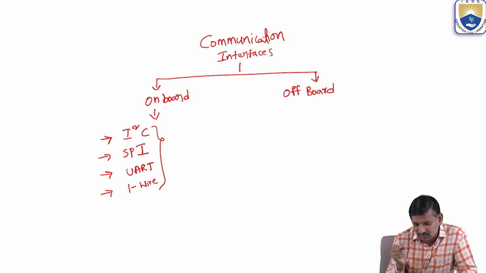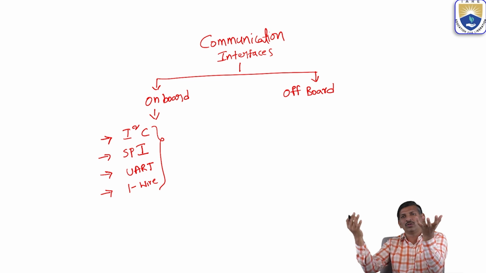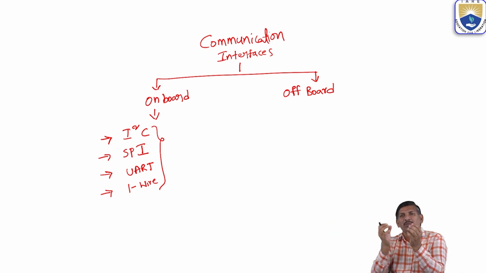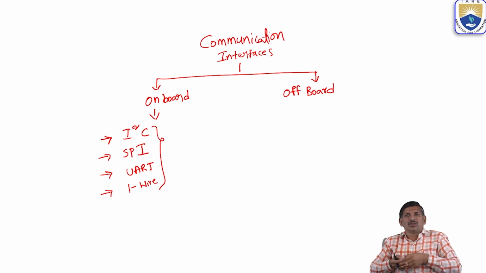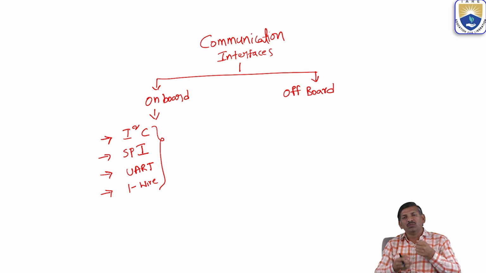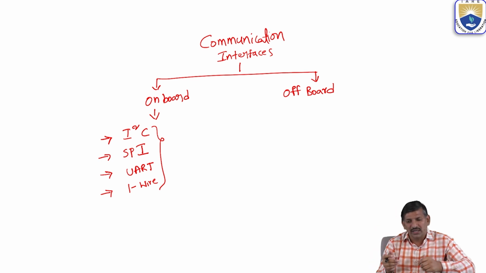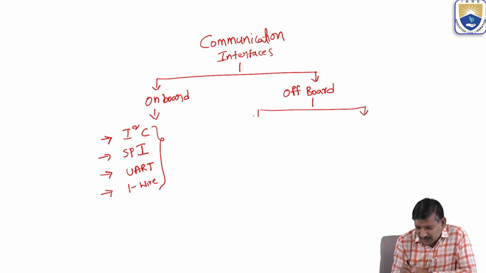Off-board communication interfaces share information from a printed circuit board to external peripherals, like mobile phone to laptop, or mobile phone to desktop, or TV remote to TV monitor screen, like that. That again is classified into serial and parallel communication.